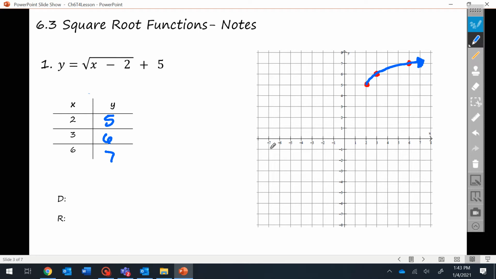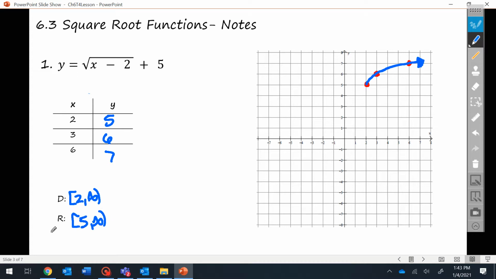Alright, we can see the domain is everything to the right of 2. So instead of it being 0 to infinity, it's now 2 to infinity. So the domain is 2 to infinity, including 2, of course, because there's a point there. The range used to be 0 to infinity, but it no longer starts at 0. On the y-axis, the graph starts at 5, so it's from 5 to infinity.